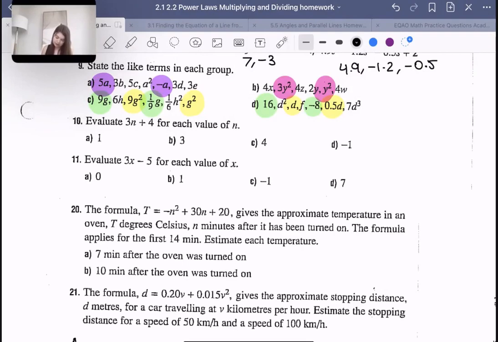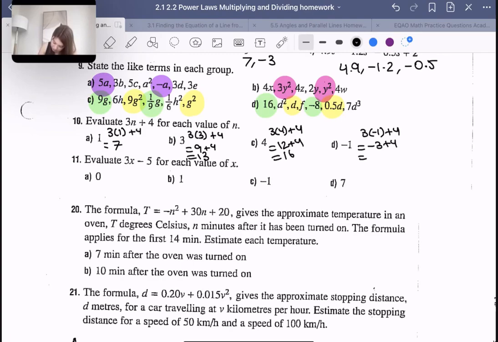So the next one says evaluate 3n plus 4 for each value of n. So if n is equal to 1, we would have 3 times 1 plus 4, which is 3 plus 4, which is 7. If n is 3, we would have 3 times 3 plus 4, which is 9 plus 4, which is 13. For 4, we would have 3 times 4 plus 4, which is 12 plus 4, which is 16. For this one, we would have 3 times -1 plus 4, which is -3 plus 4, which is 1.